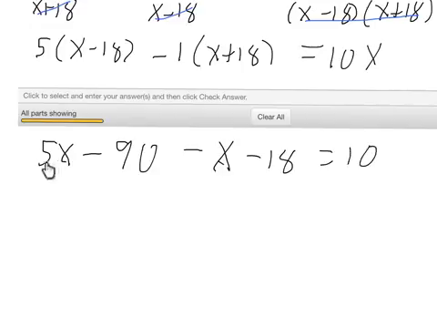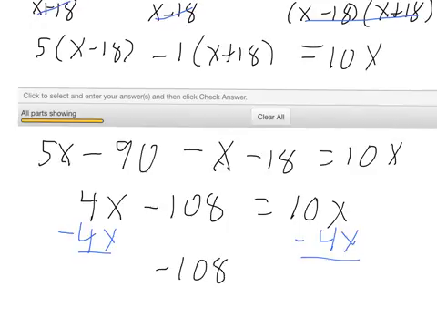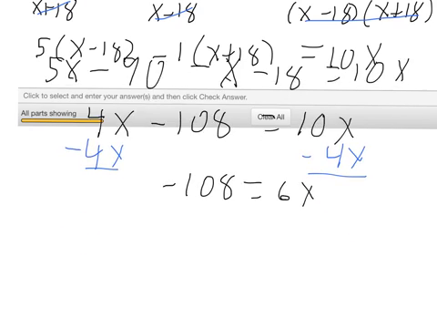If I combine my variables here, that'd be 4x, and then my numbers here, that'll be 4x minus 108 equal, oops, I dropped an x there. That's 10x. I'll subtract 4x from each side, get my variables on one side. That'll give me minus 108 equals 6x. Divide each side by 6.